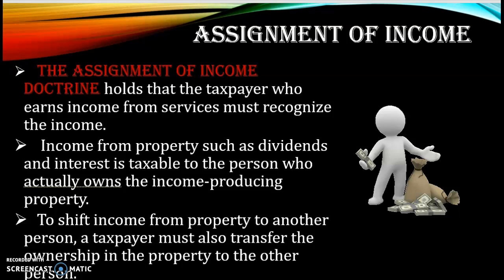The court developed the assignment of income doctrine to prevent taxpayers from arbitrarily transferring the taxation of their income to others. The assignment of income doctrine holds that taxpayers who earn income from services must recognize the income. Income from property, such as dividends and interest, is taxable to the person who actually owns the income-producing property. To shift income from property to another person, a taxpayer must also transfer the ownership of the property to the other person.